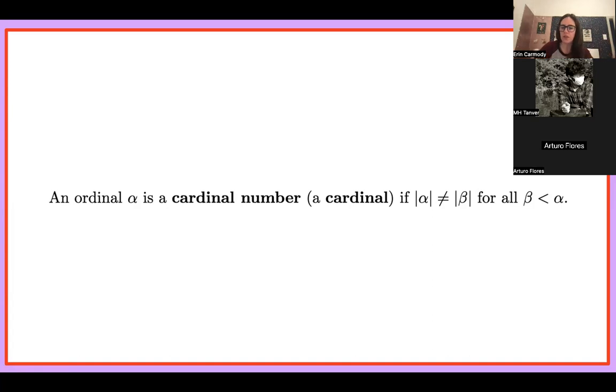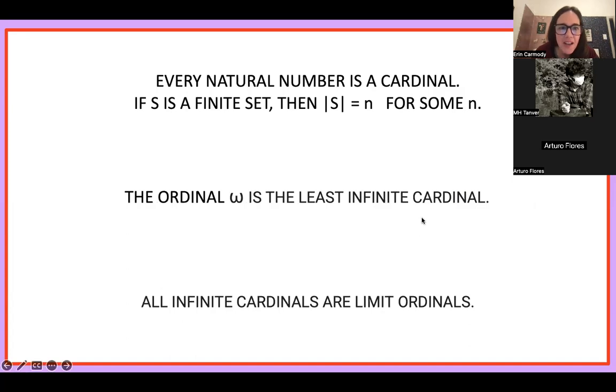Every finite natural number is a cardinal, and I think everyone can see what's going on. It's like the first of its kind. The first ordinal with that cardinality is a cardinal number. Every natural number is a cardinal. If S is a finite set, then the cardinality of S is n for some n. The ordinal omega is the least infinite cardinal, and all infinite cardinals are limit ordinals.